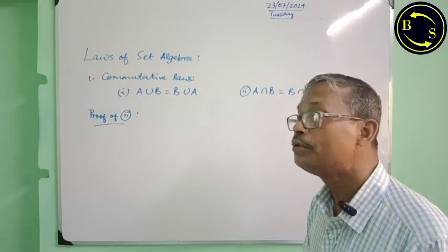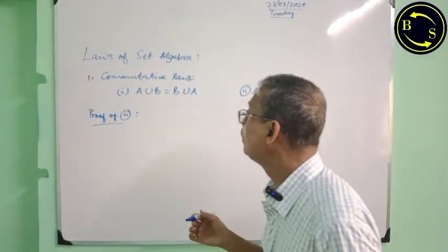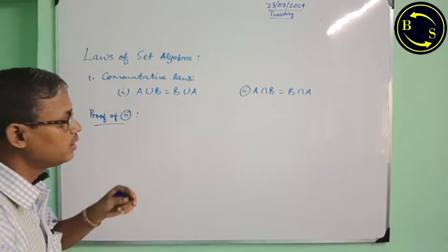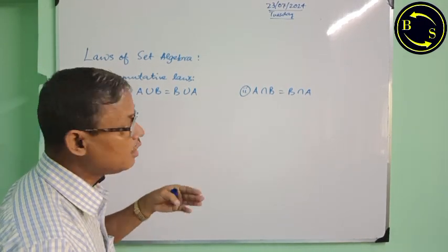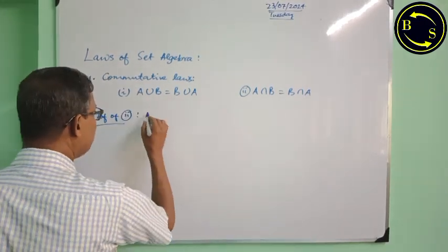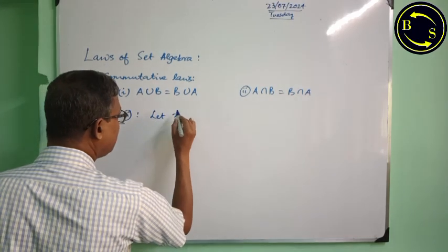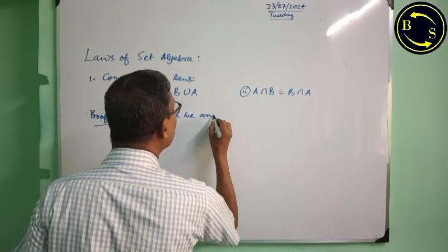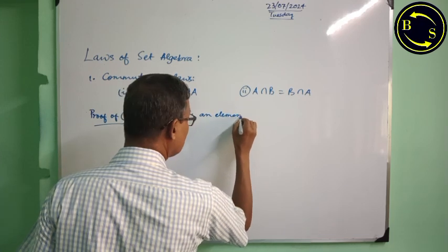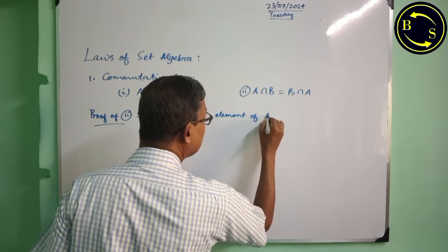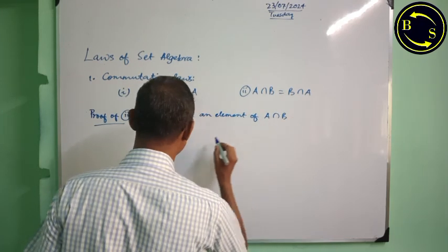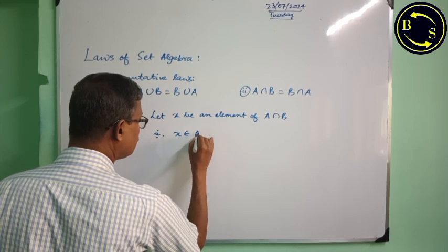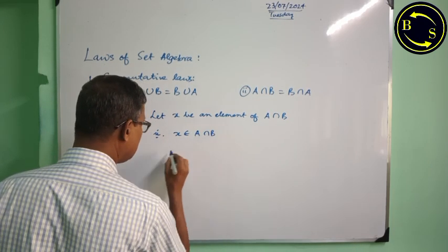Now I prove this second one. Already we have verified that with the help of Venn diagram. Now I prove. Let X be an element of A intersection, that is X belongs to A intersection B.